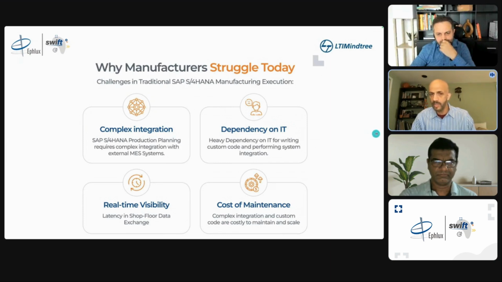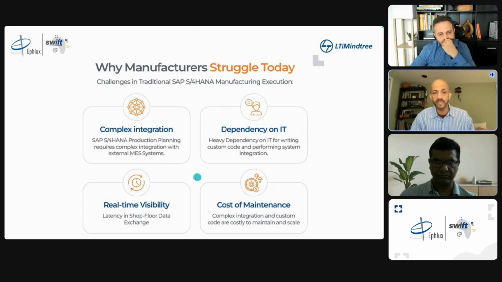The second thing we know is because of the integration complexity, it leads to heavy dependency on the IT organization to solve that problem by writing either custom code or developing some complex analytics on top of it, to help the people on the shop floor and in the production planning organization get the support they need for as much real-time tracking and monitoring as possible.